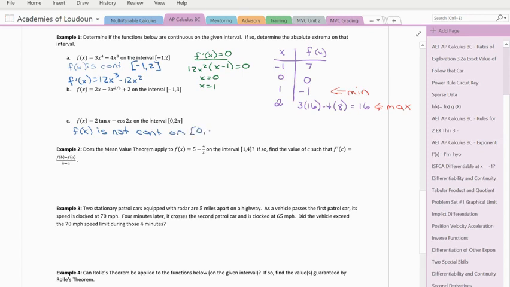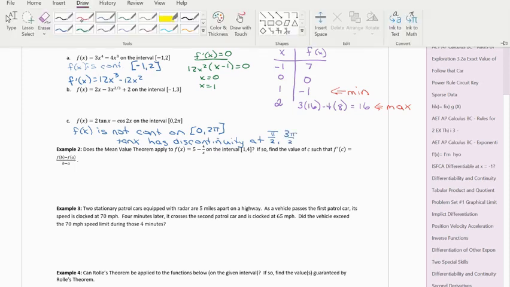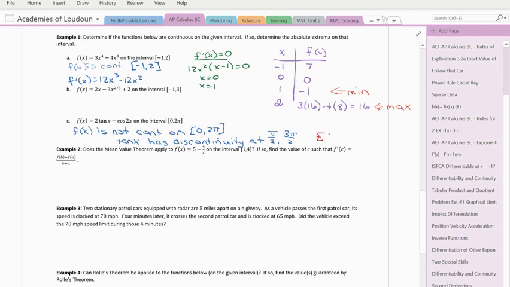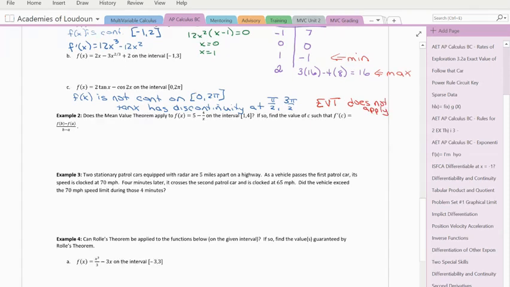On 0 to 2 pi, because there is a discontinuity. Tangent x has a discontinuity at pi over 2 and 3 pi over 2, which tells us that EVT does not apply.